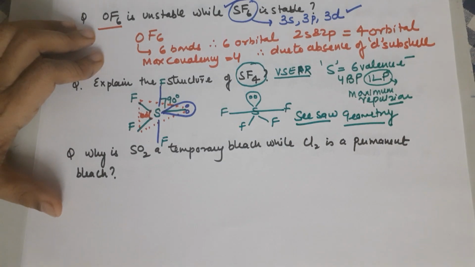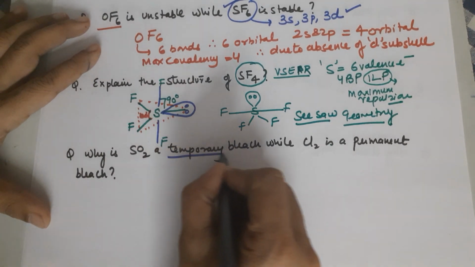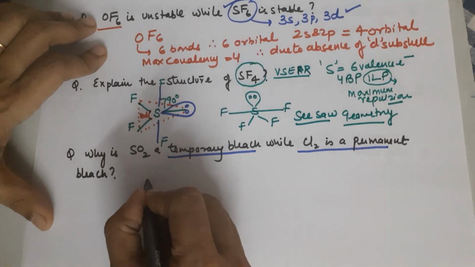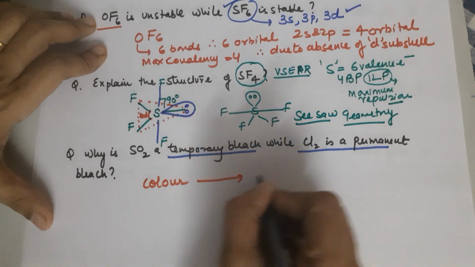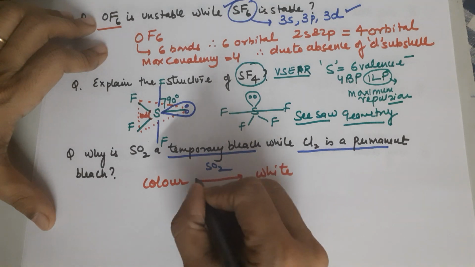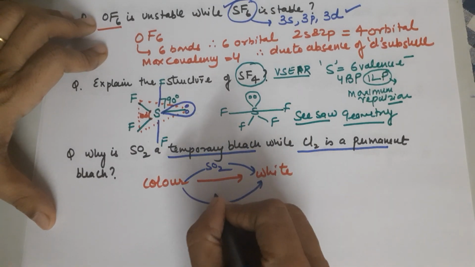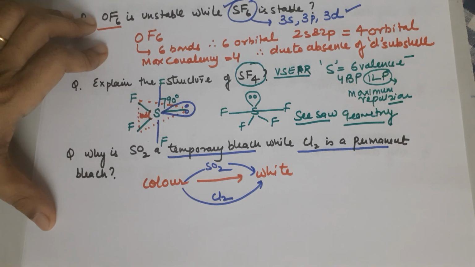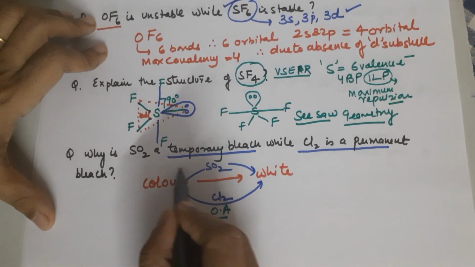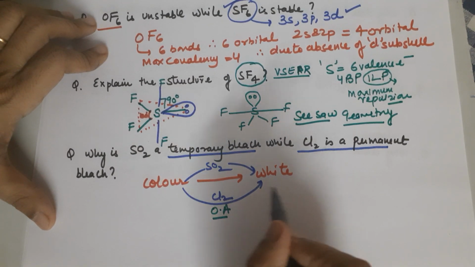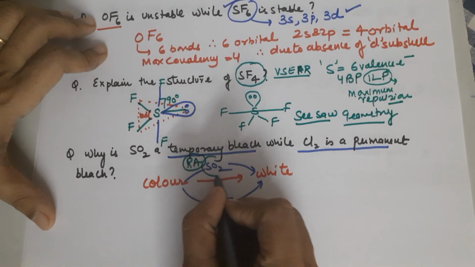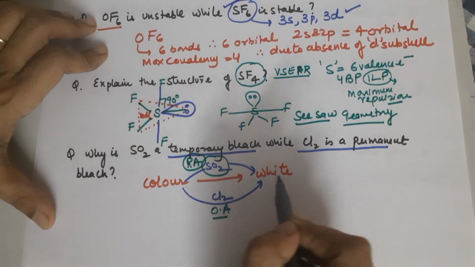Alright, moving to the next question. SO2 is a temporary bleach while Cl2 is a permanent bleach. Now, bleach means your color changes to white. This function can be done by SO2 as well as by Cl2. What you need to understand is that Cl2 is an oxidizing agent. It oxidizes your color to make it white. But SO2 is a reducing agent. So, if you are using SO2, it reduces the color to form white.